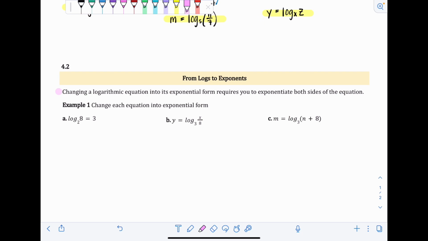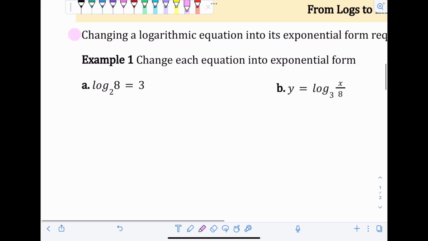So for a, log base 2 of 8 equals 3. In order to change it into exponent form, I need to exponentiate both sides of the equation, and the base of my exponent has to match the base of my log, and the base of my log is 2. So I'm going to exponentiate both sides of the equation by 2, and that means that everything in the original line of the equation becomes an exponent over a base of 2.